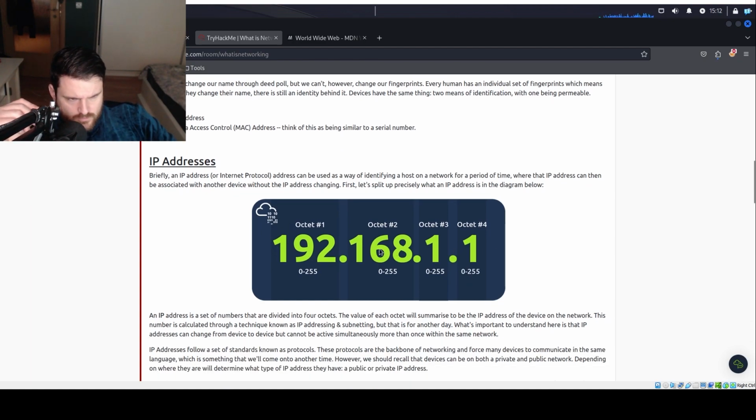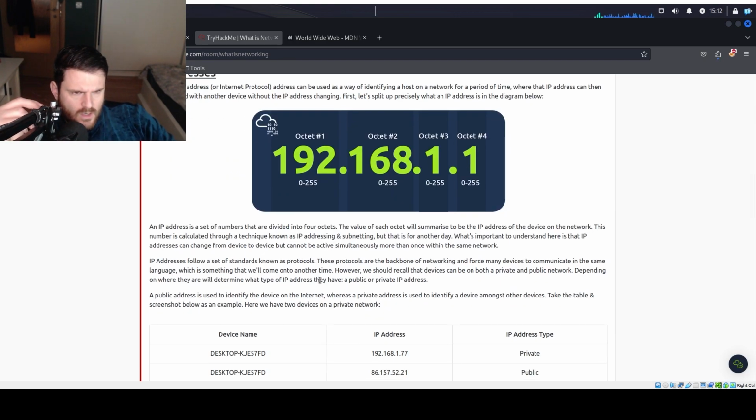We have the 4 octets. An IP address is a set of numbers that are divided into 4 octets. The value of each octet will summarize to be the IP address of the device on the network. This number is calculated through a technique known as IP addressing and subnetting, but that is for another day. What's important to understand here is that IP addresses can change from device to device, but cannot be active simultaneously more than once within the same network.